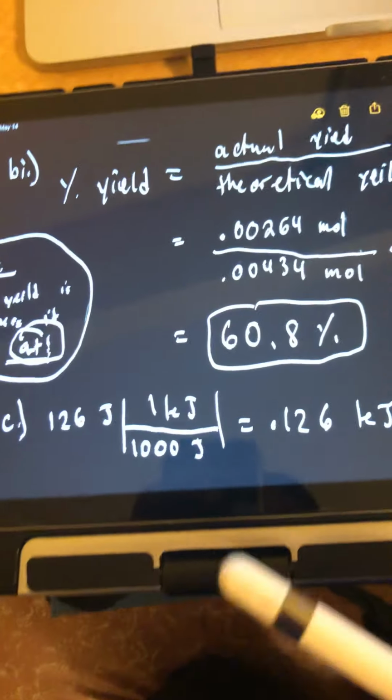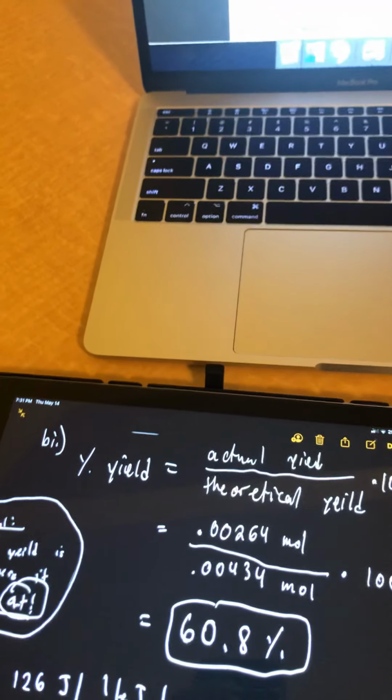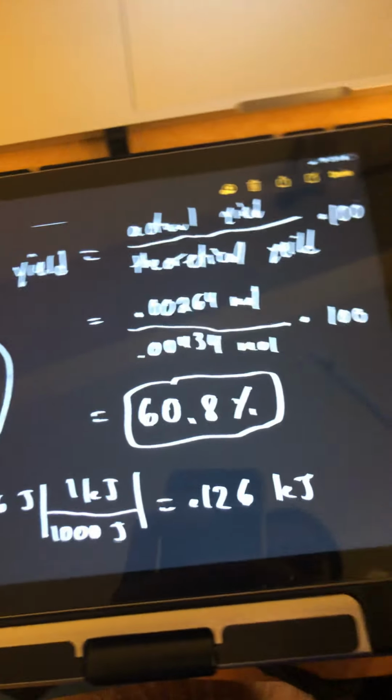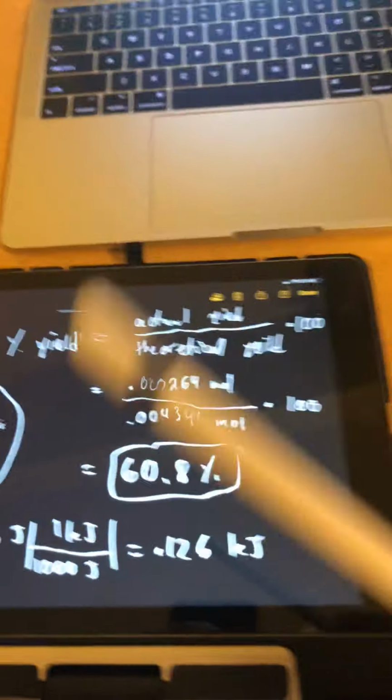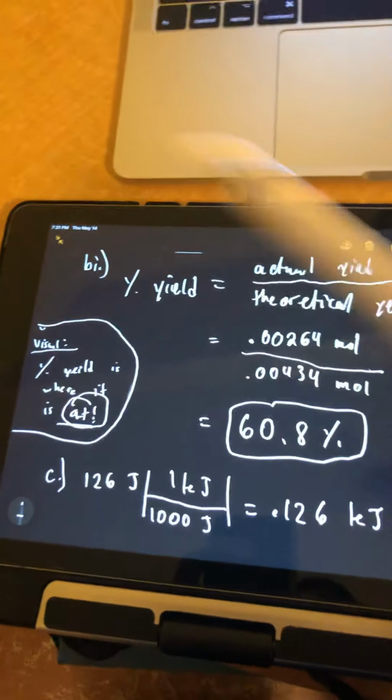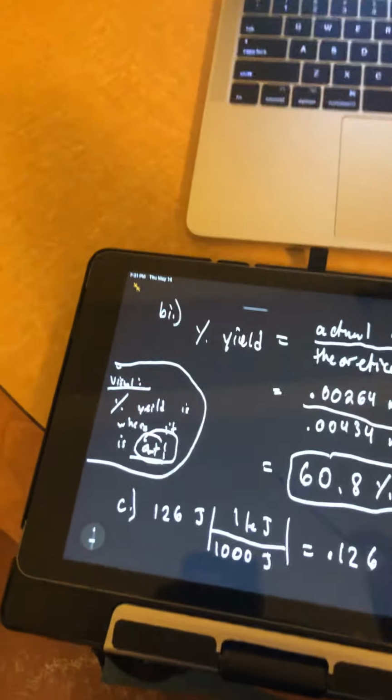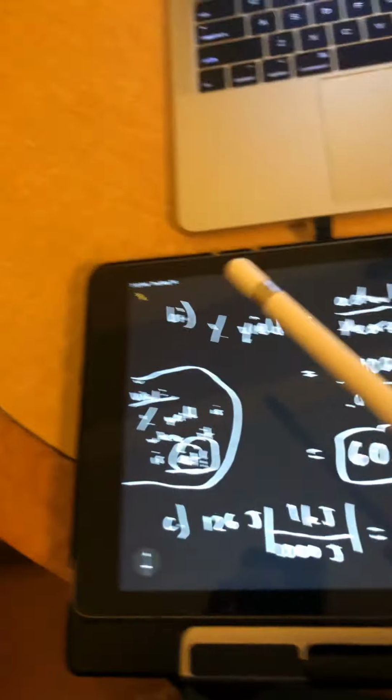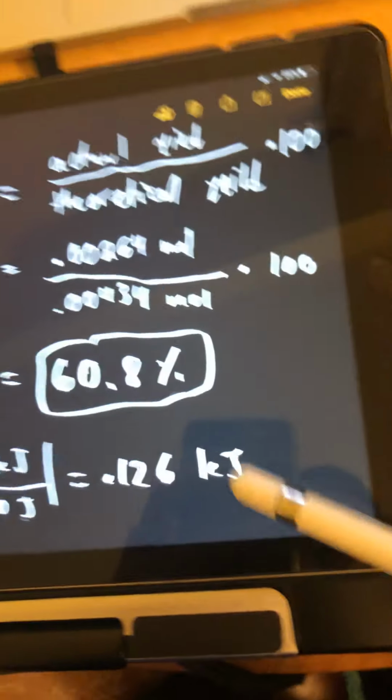So in part C right here, the first thing I want to do is that when I find delta G, I'm going to use the delta H and the delta S values. But I want the delta H and the delta S values to be in the same units. We cannot have kilojoules and joules. They have to be both kilojoules or both joules. But in this case, I just went with kilojoules.